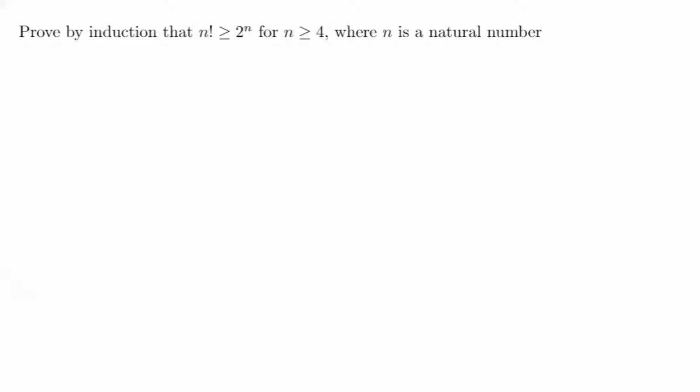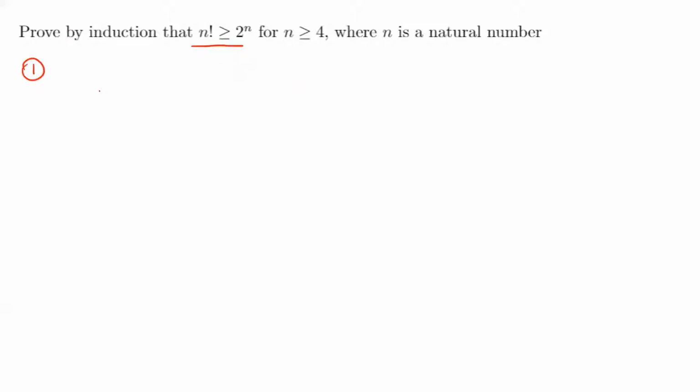I'm Tara and today we're going to be covering proof by induction using inequality signs. So our proof today is: prove by induction that n factorial is greater than or equal to 2 to the power of n for n greater than or equal to 4, where n is a natural number.